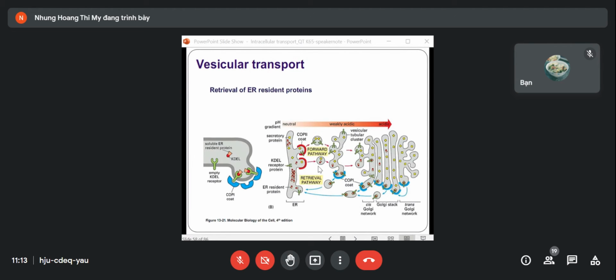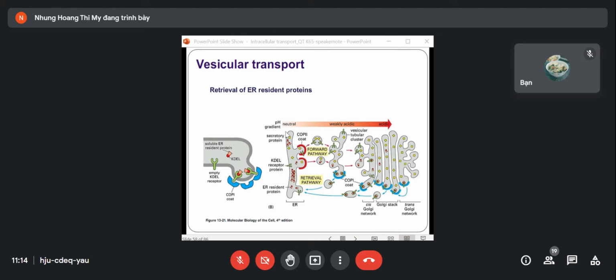Okay, so in this example of one type of protein in the ER, you can see first that this protein contains the KDEL signal sequence, and this sequence helps the protein bind to the receptor. The binding of the protein with the receptor will trigger the formation of the vesicle and transport both the receptor and the KDEL protein back to the ER.